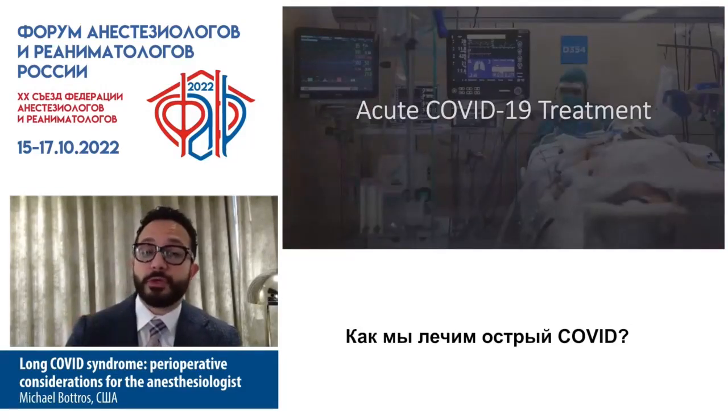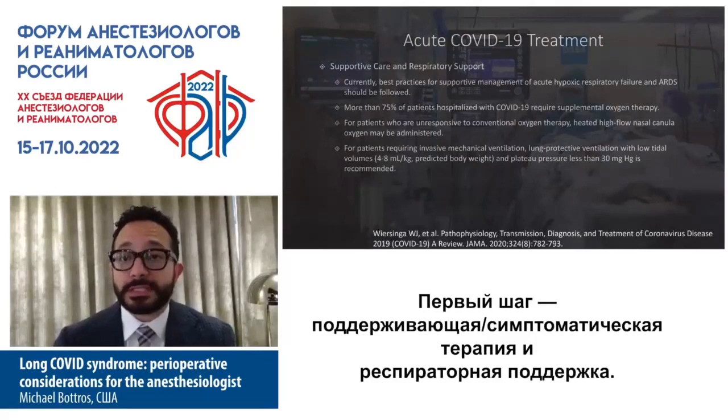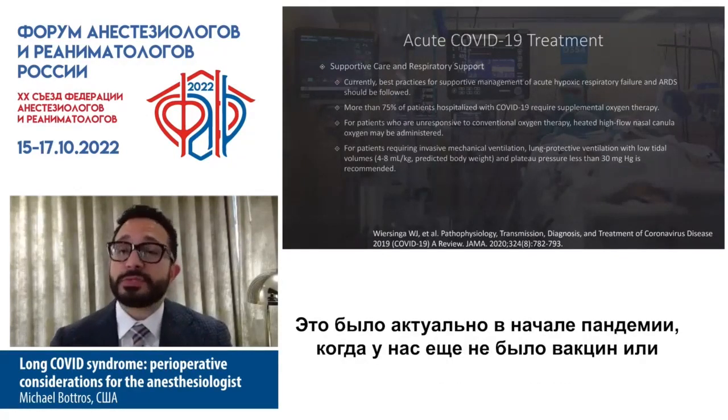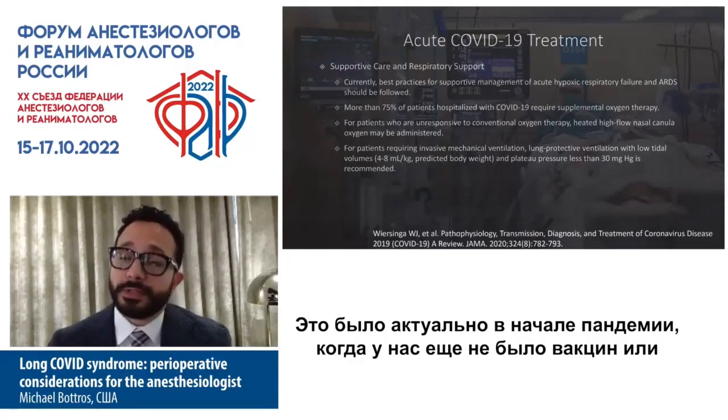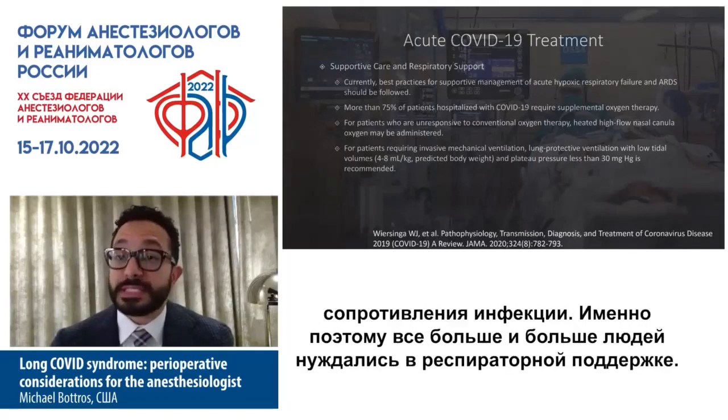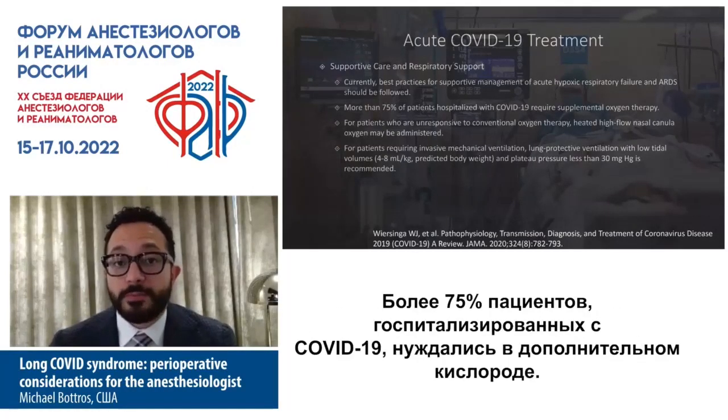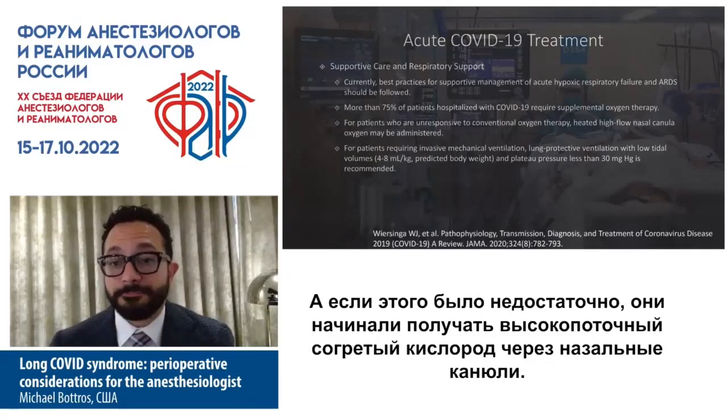Now, how do we treat acute COVID? Well, the first step is supportive care and respiratory support. So this was more true earlier in the infection when we didn't have vaccination or resistance. And so more and more people needed respiratory support. More than 75% of patients hospitalized with COVID-19 required supplemental oxygen therapy.